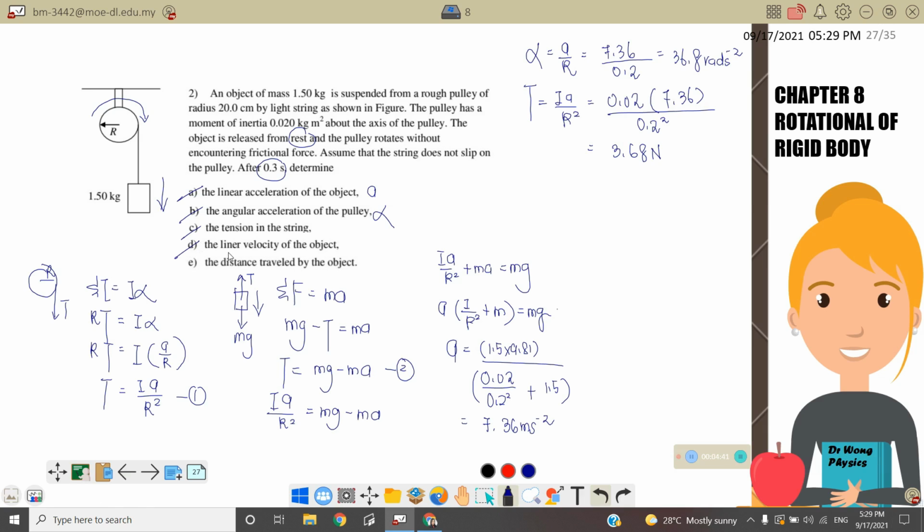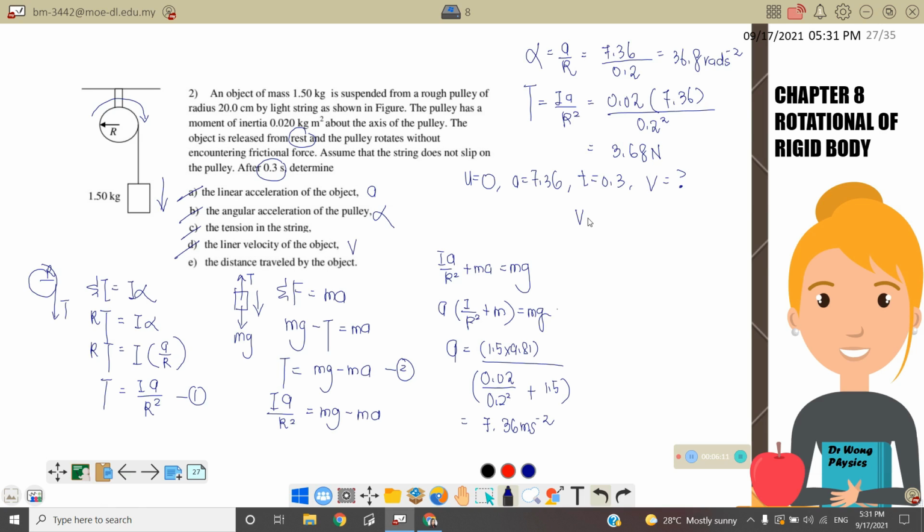Okay, next one, find the linear velocity v. We must first find out what information we have. Here the question says released from rest, meaning that u is equal to 0. We also have the linear acceleration, a equals 7.36, and t is given as 0.3. So we can find our linear velocity.